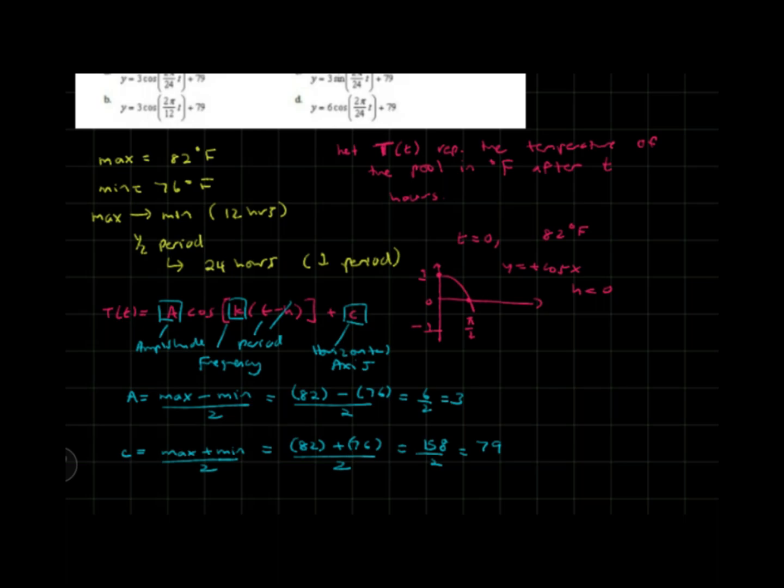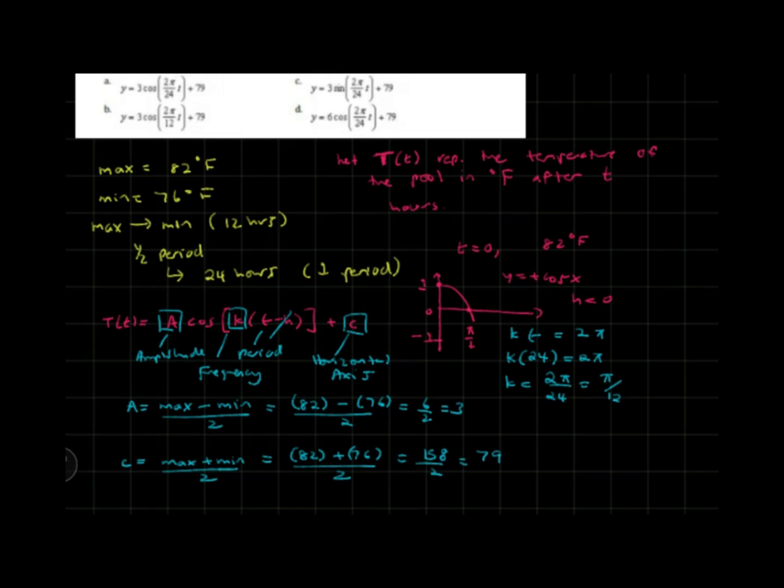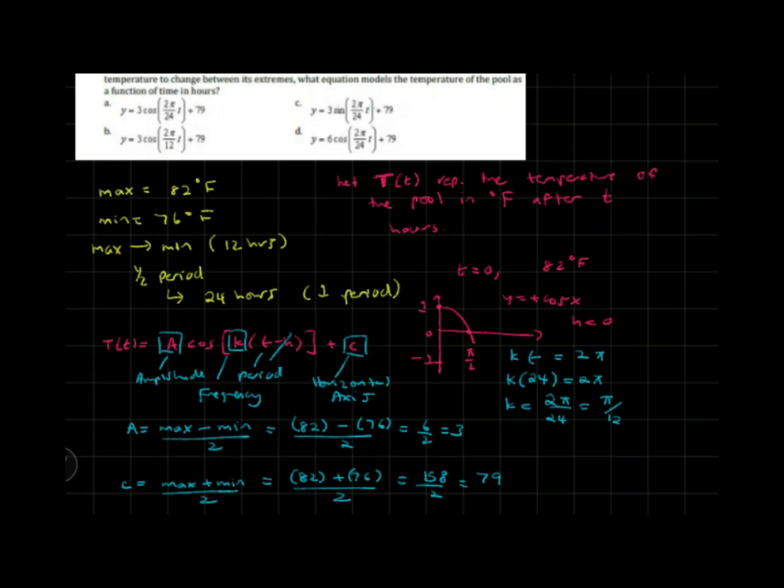We need to also find the frequency. Well, we know that the period is 24 hours. So k times T should give us 2 pi. So k times 24 is equal to 2 pi. K is equal to 2 pi over 24, which you can reduce as pi over 12. So k is equal to pi over 12. Well, they don't reduce it, so we can write it as 2 pi over 24. It's the same thing.